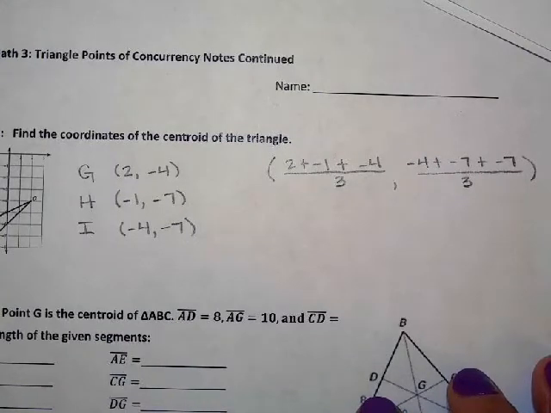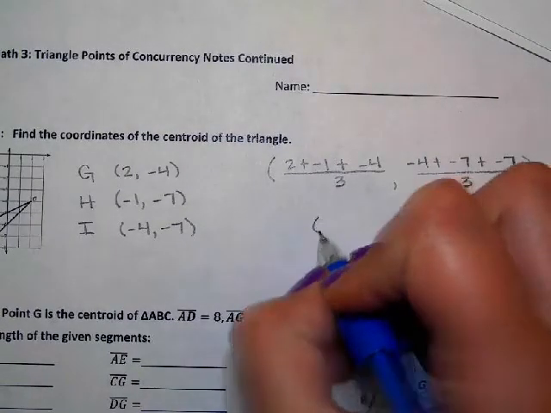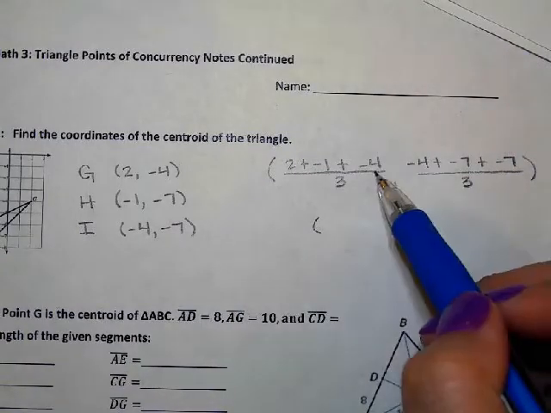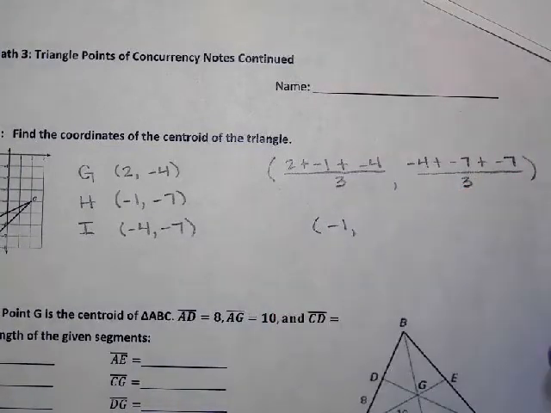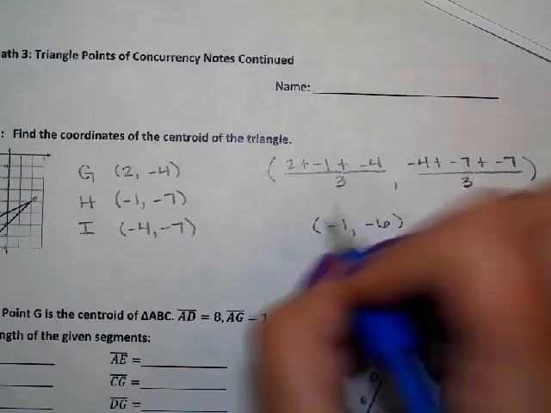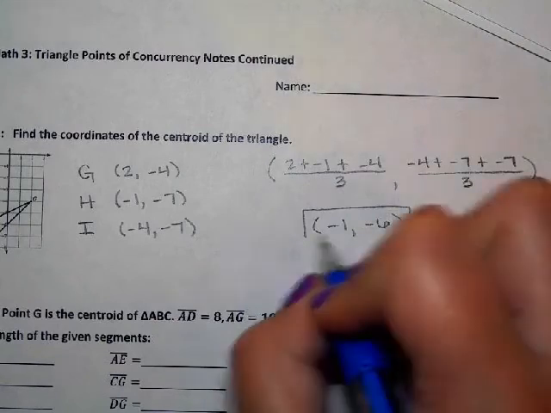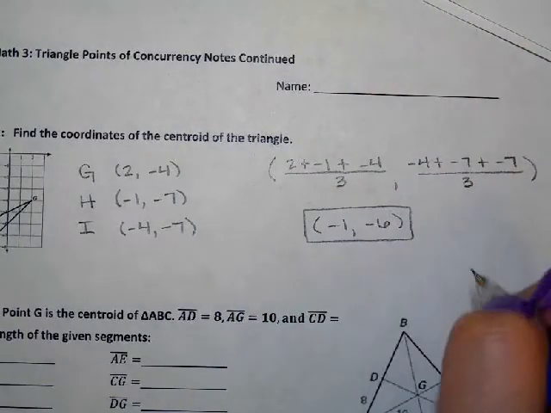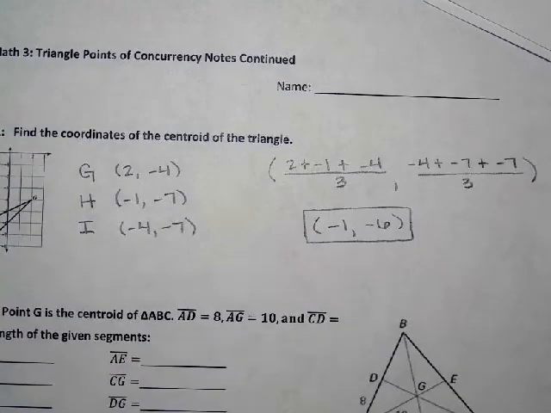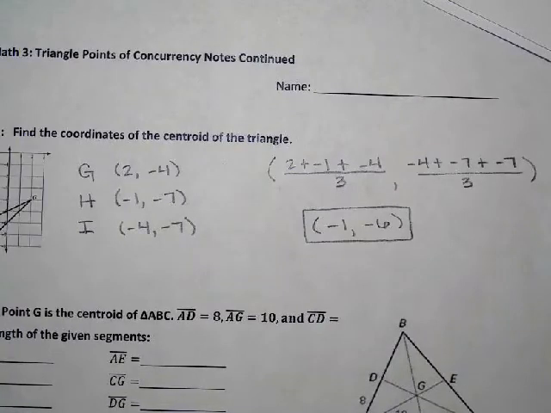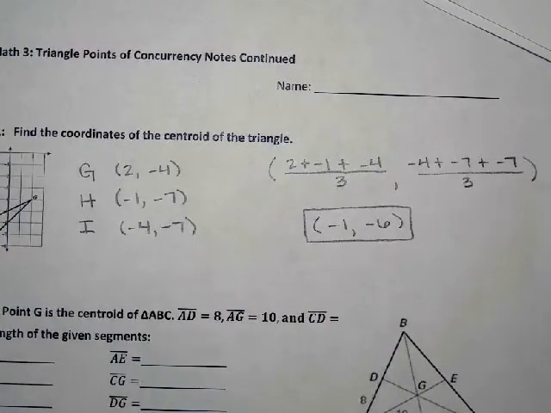So what do we get for the x coordinate? -1. Okay, and what do we get for the y coordinate? -6. You are a genius. So we just have to add the 3 x coordinates up and divide by 3, and add the 3 y coordinates up and divide by 3.